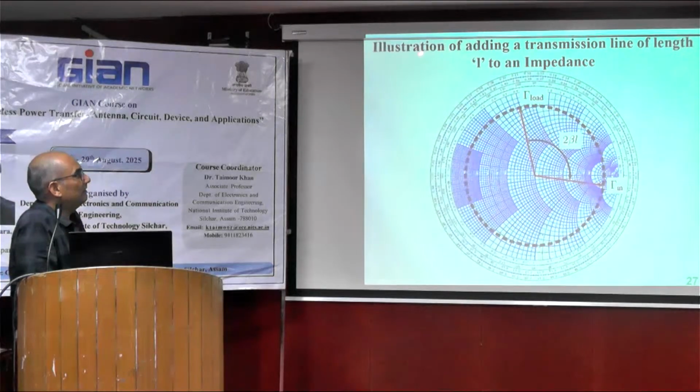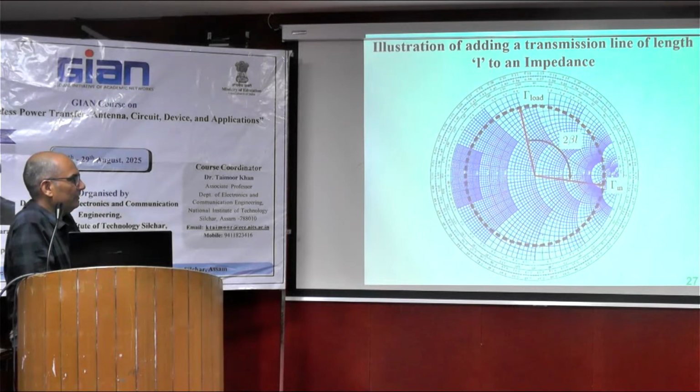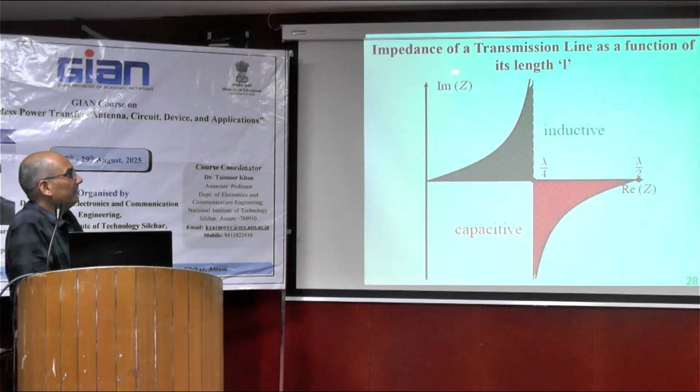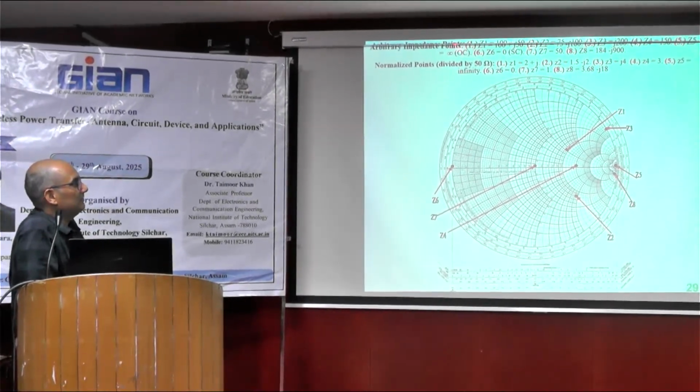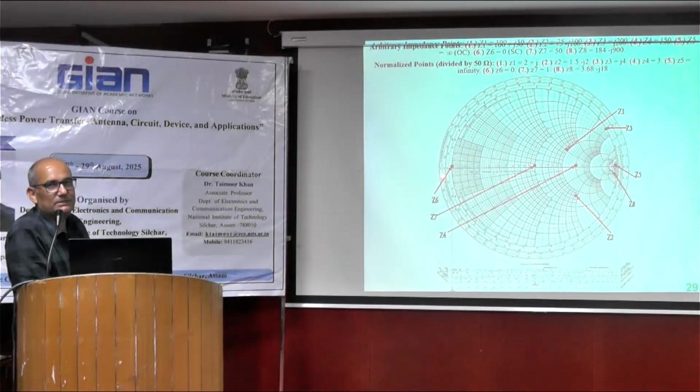Then, an illustration of adding a transmission line of length L. An arbitrary transmission line length is to be added, and how things will change, that we can plot in this form. Then the transmission line as a function of its length: imaginary, inductive and capacitive, resistive. Oh, it is not visible. Some points are to be marked on that Smith chart. Okay, then ultimately it will be easy to take.